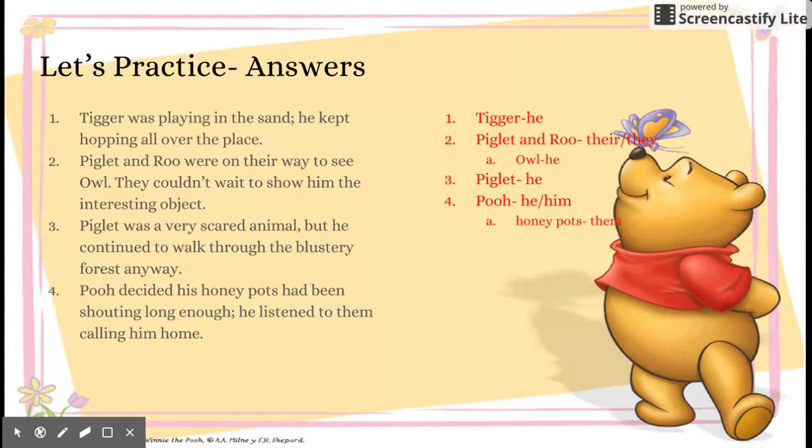And here are our answers. Now in number 2, there's actually 2 antecedents and 2 pronouns. So if you want to look through that, we have Piglet and Roo, there, they, and then Owl, who's referred to as he. And in number 4, we have Pooh, who's referred to as he and him, and then the honeypots, which are referred to as them.